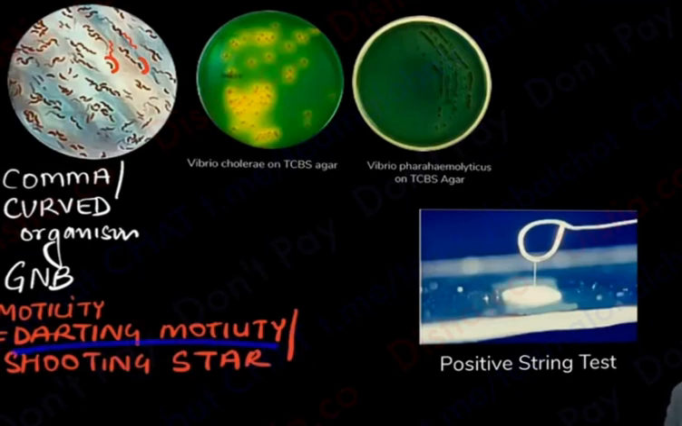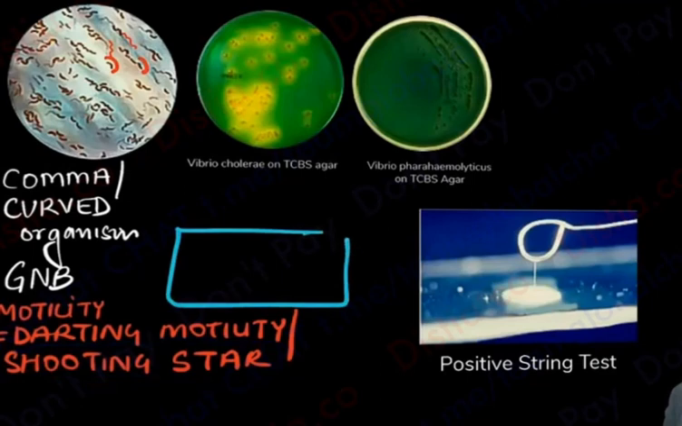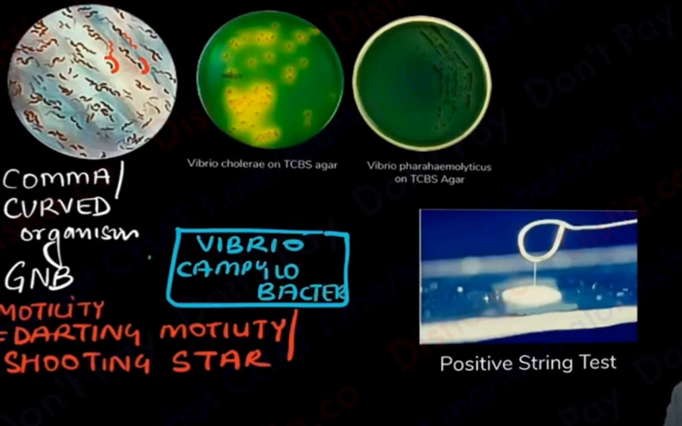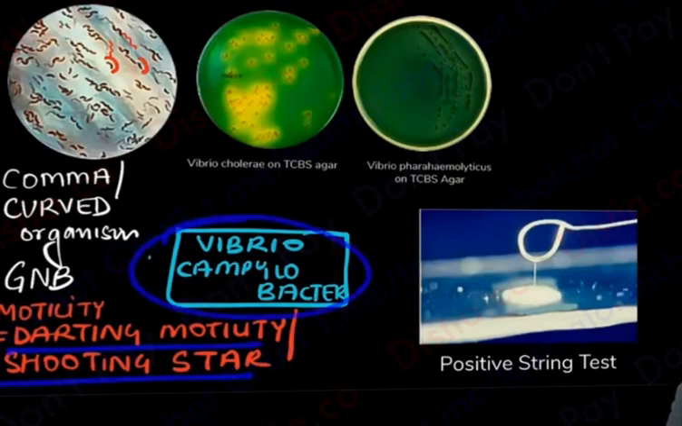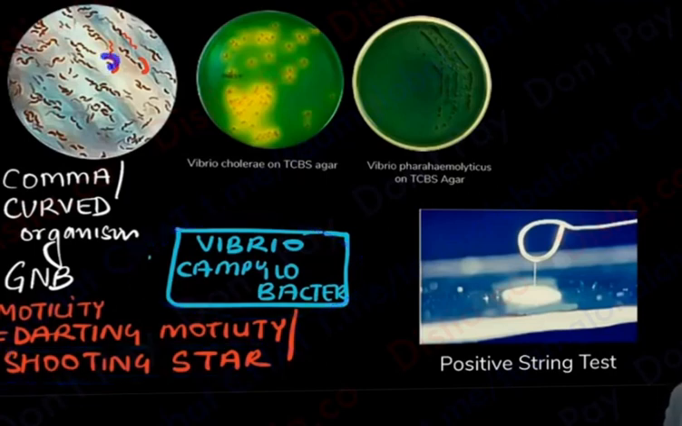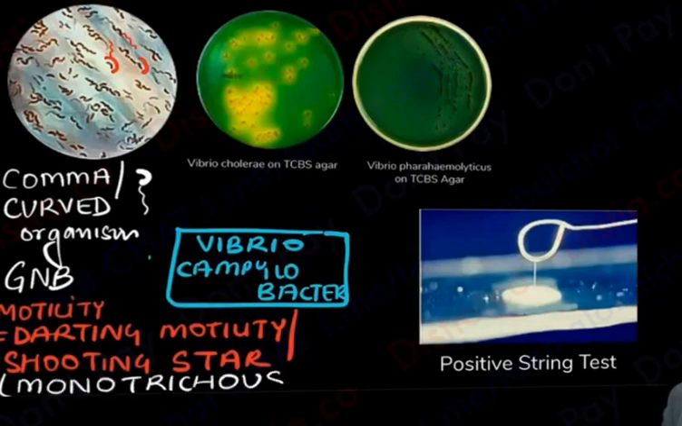So shooting star or darting motility, and you can make a small table over here which tells you that shooting star or darting motility is not just shown by Vibrio, it is also shown by Campylobacter, which I will be teaching you in the last part of bacteriology, that is miscellaneous. So shooting star or darting motility by Vibrio or Campylobacter, they are going to be comma-shaped organisms. And if I draw it, a comma-shaped organism, and flagella is coming out from one pole like this. So can I say they are monotrichous? They are going to be monotrichous.